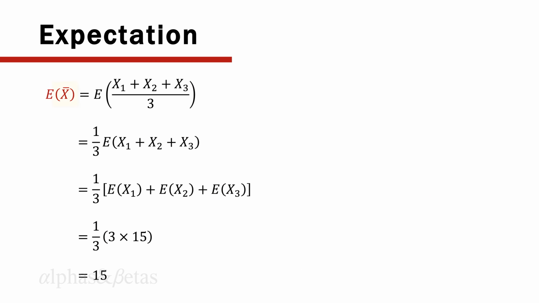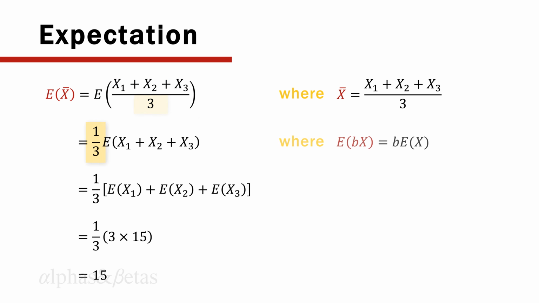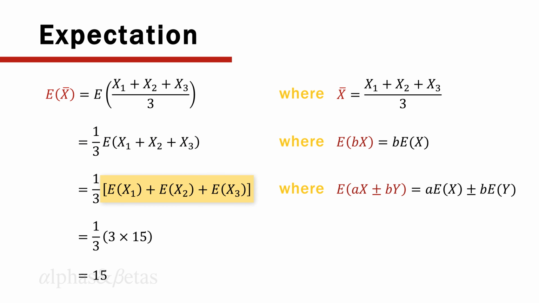The expectation of x bar is the same as the expectation of (x1 plus x2 plus x3) divided by 3. The 3 is a constant, so it can be taken out of the expectation. The expectation of the sum of 3 random variables is the same as the sum of the expectation of each random variable. The expected value of each random variable is 15, so the total is 3 times 15. The 3 and 1 on 3 cancel out, so you're left with 15. The expected value of the sampling distribution is 15.